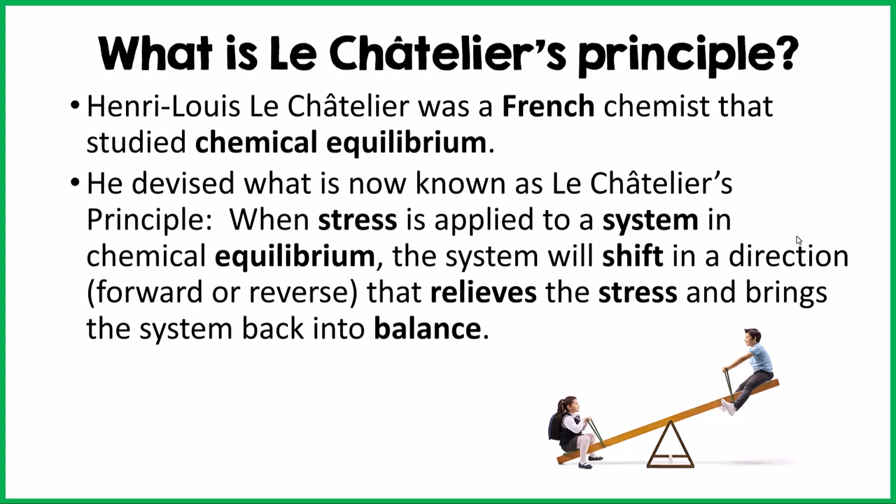When stress is applied to a system in chemical equilibrium, and generally we talk about that as being a chemical equation, the system will shift in a direction, forward or reverse, that relieves the stress and brings the system back into balance. So we're discussing here reversible reactions. And when something is changed in a reversible reaction that's in equilibrium, the reaction is going to shift so that either the forward direction of the reaction is going to be favored and it'll make more products, or the reverse reaction will be favored and will make more reactants.